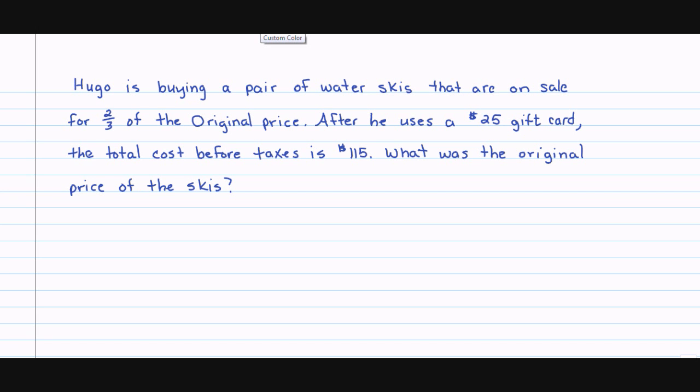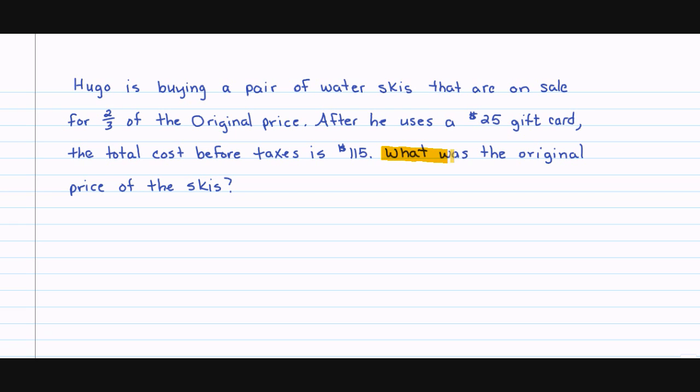Here we have a word problem using multi-step equations. And the first thing when you come across a word problem is to read the whole entire word problem. Hugo is buying a pair of water skis that are on sale for 2/3 of the original price. After he uses a $25 gift card, the total cost before taxes is $115. What was the original price of the skis?